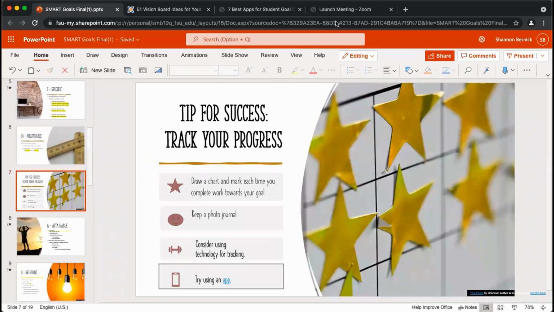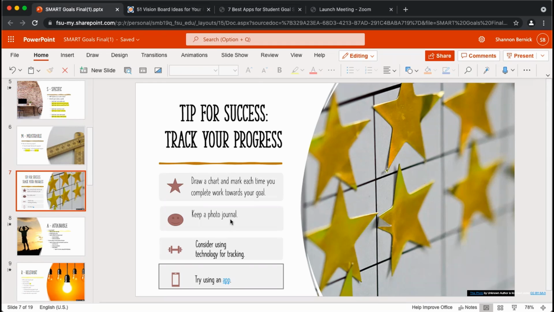One of the tips for being successful in tracking your goal is there's a couple different ways to do this. The first is kind of that gold star method that we think of when we think about elementary school, perhaps even kindergarten or pre-K. You can simply draw a chart, very simple, just a grid, and mark each time you complete work towards your goal. So we see a picture here with those gold stars that make us all feel so good when we earn one. Another option is to keep a photo journal.